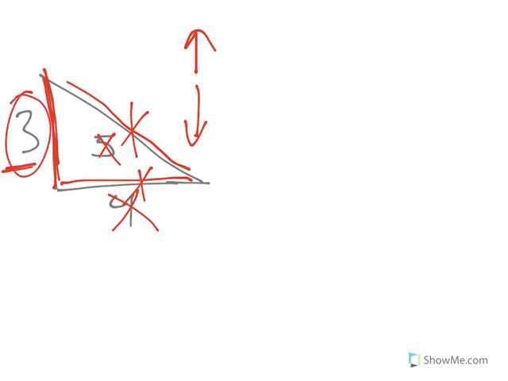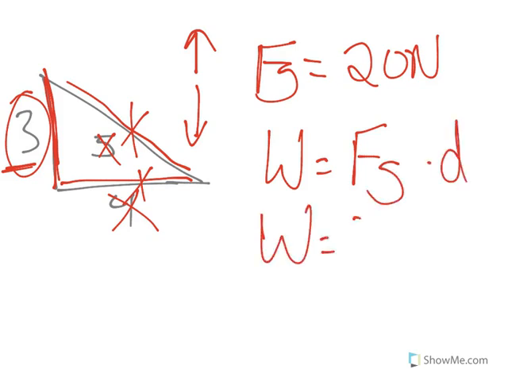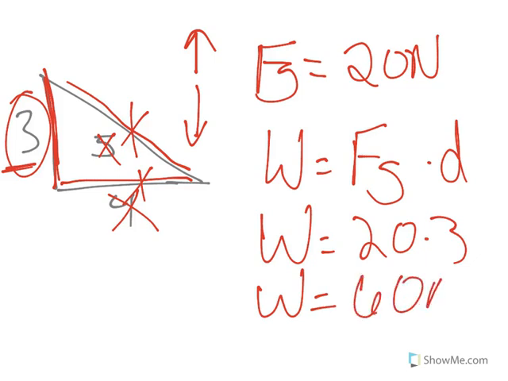So we're worried about this, and we're worried about the force of gravity on that object, which is equal to mass times 10. But luckily, we already know that the force of gravity is 20 newtons. It's already given to us. So work is equal to the force of gravity times distance, and work would be equal to 20 times 3, and work should be equal to 60 joules. Let me rewrite that. 60 joules.